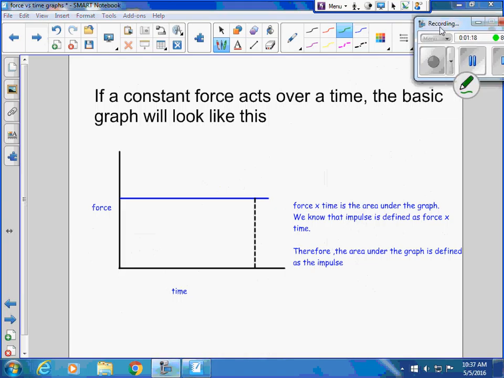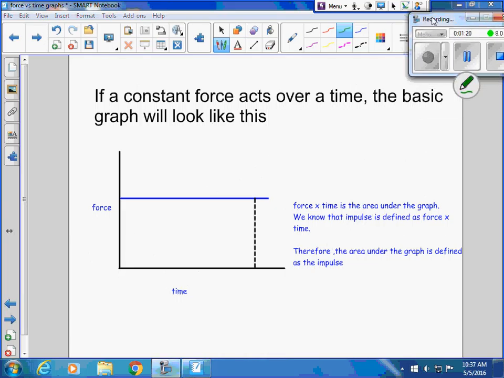Okay, well, I basically gave you the entire lesson in preview format there. So if a constant force acts over time, the basic graph will look like this, right? Do you guys have this on that handout? The one with the boxes around it? Okay.